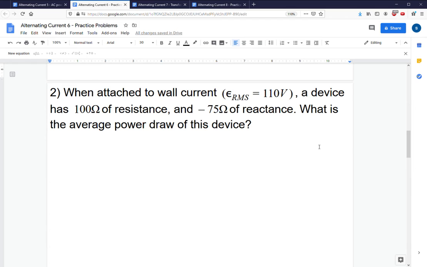Problem 2. When attached to wall current, which again has an RMS EMF of 110 volts, a device has 100 ohms of resistance and negative 75 ohms of reactance. What is the average power draw of this device? Please pause the video and attempt this problem.